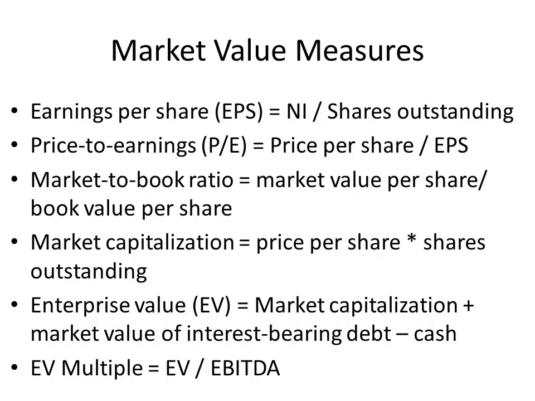Next, let's talk about market-to-book ratio. And that's just the market value of the equity divided by the book value of the equity. How do I find the market value of the equity? I just take the number of shares outstanding multiplied by the price per share and divide it by the book value of the equity.